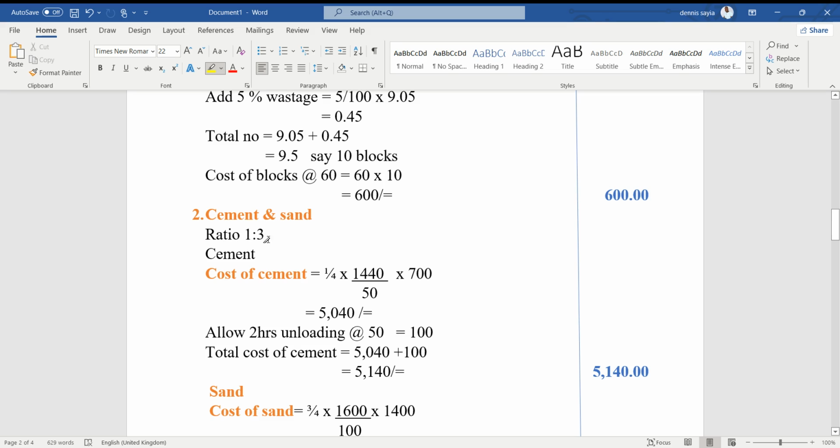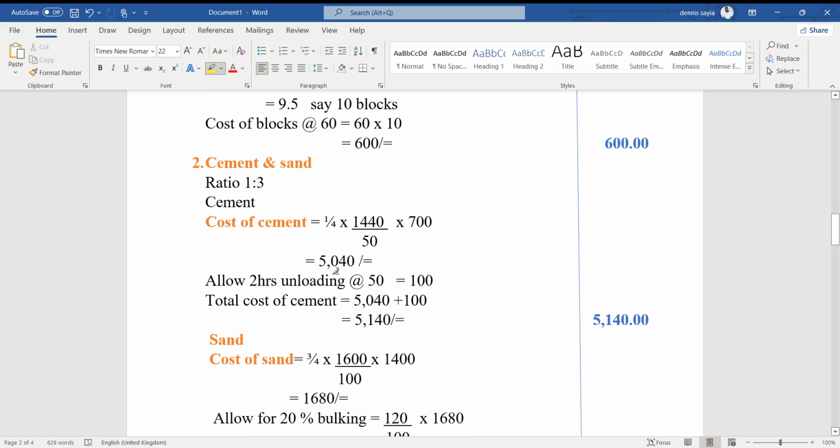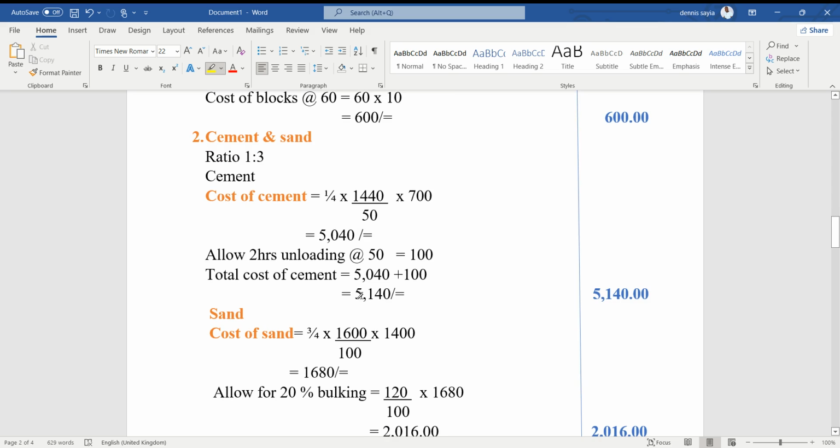Now let's look at the cement and sand. The ratio is 1:3. That is 1 cement and 3 sand. Now the cost of cement will be 1 over the total ratio, which is 4, times the density over the kg per bag, that is 50 kg, times the cost, which is 700. That gives us 5,040 shillings. Allow for 2 hours unloading at 50. That gives us 100. The total cost of cement, therefore, will be 5,040 plus 100. That gives us 5,140.